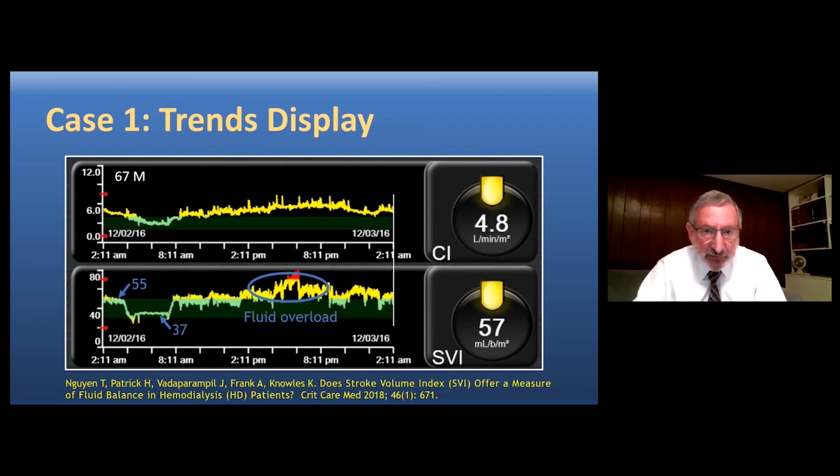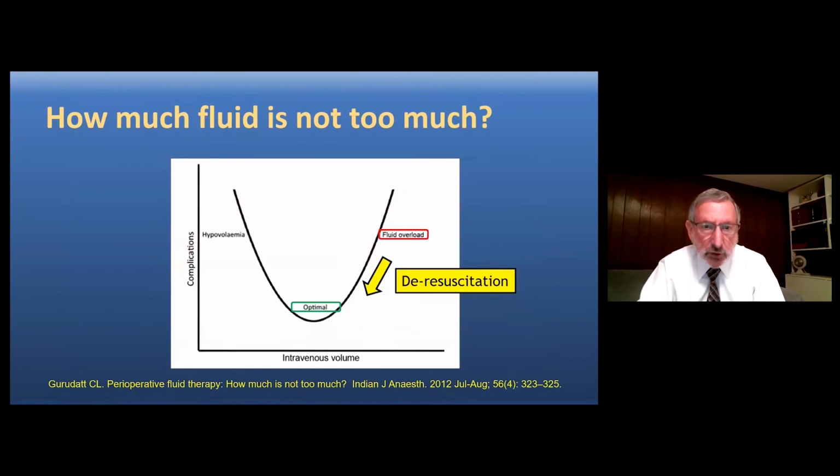The de-resuscitation figure again would be moving these patients from fluid overload down to optimum. And you watch how much fluid is not too much by watching the SVI.